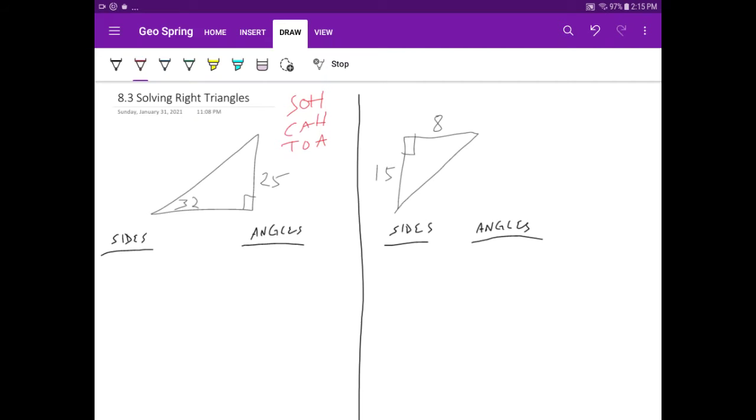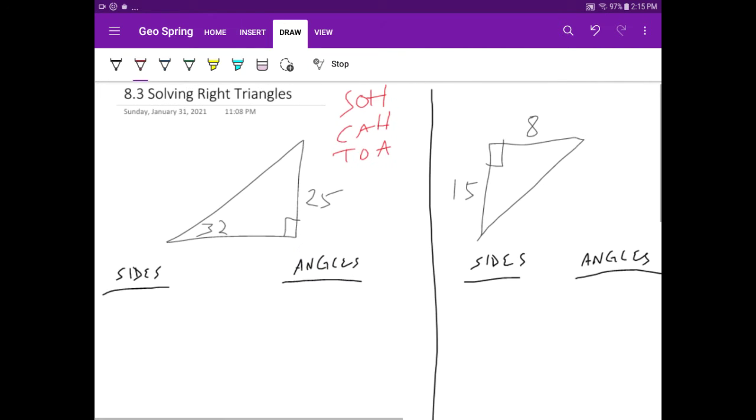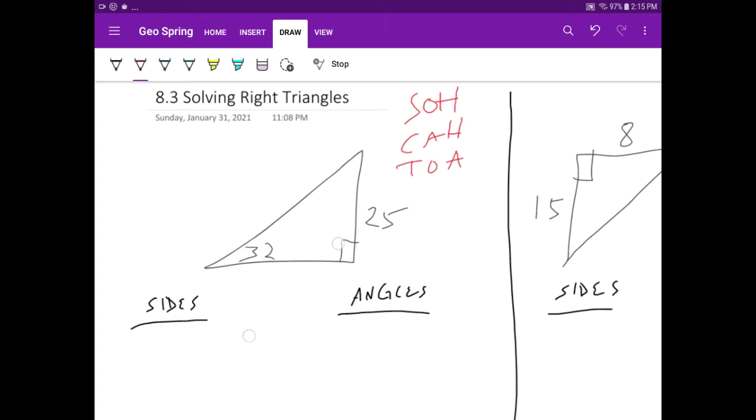To make this video, and I've just been staring at it for a while, so I'm just gonna do it. So, solving right triangles.